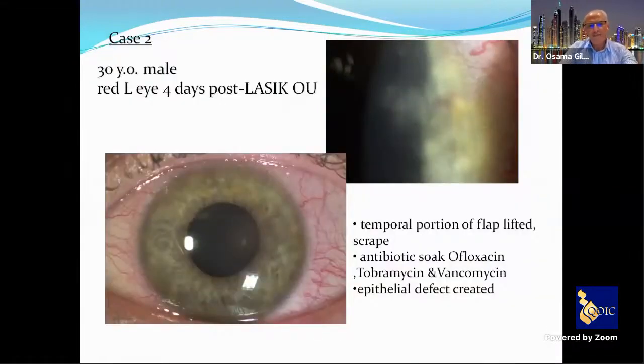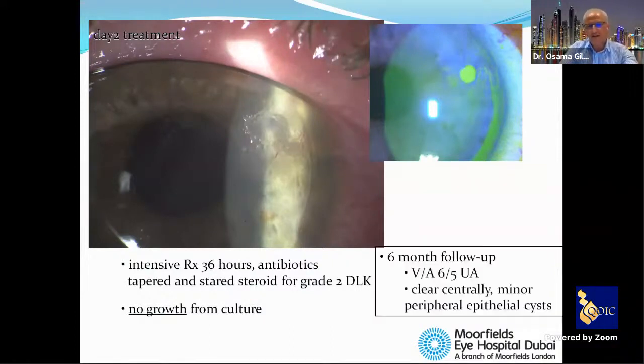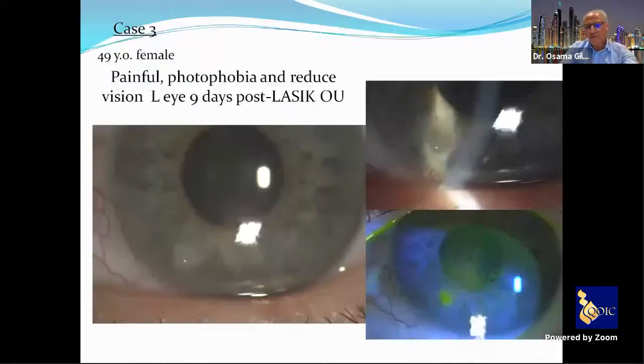The other case was a patient who had pain 4 days after LASIK. You examine the margin, infiltrate. We lifted the flap temporarily and soaked it with fluoroquinolone, tobramycin, vancomycin. We created an epithelial defect, as I mentioned earlier, a real epithelial defect that allows better penetration of the antibiotic. With intensive treatment, the patient improved. The patient had DLK. After some improvement, we started antibiotic, but we couldn't get any growth from the culture, but it definitely looked bacterial and improved with antibiotic.